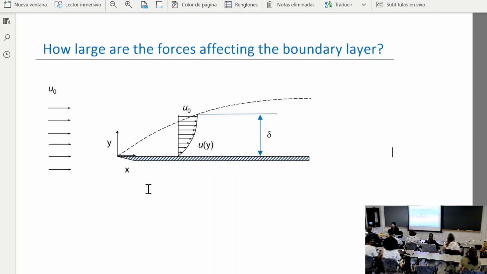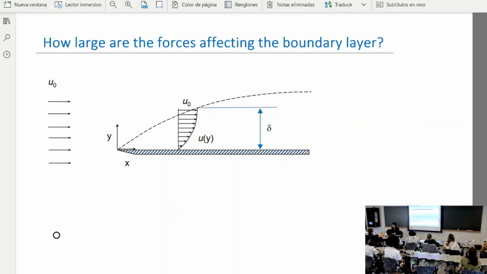So how large are the forces affecting the boundary layer? This is something I think Professor Driller already talked about last week, so I'm going to go through that very quickly. I just want to give my perspective on it. Hopefully it's a different perspective and gives you some additional food for thought.